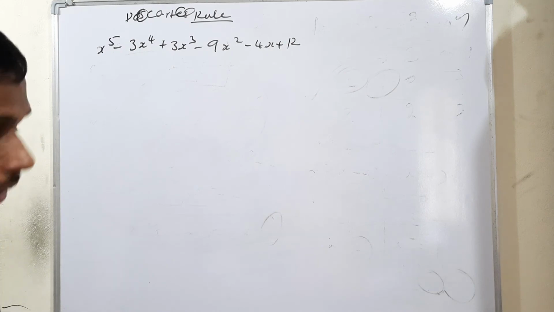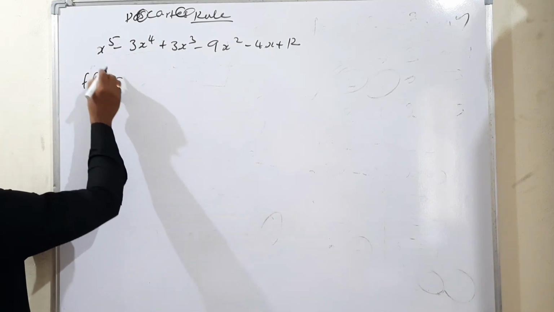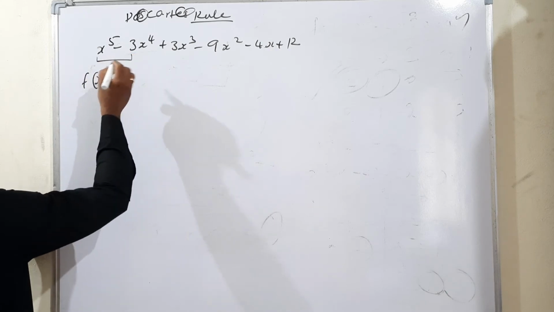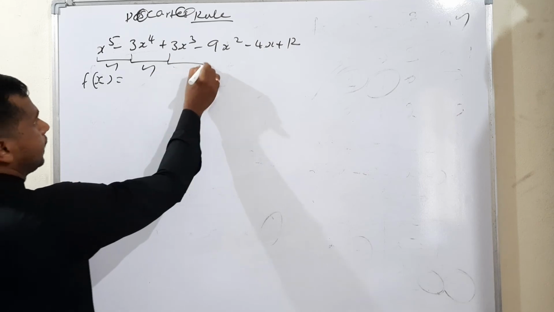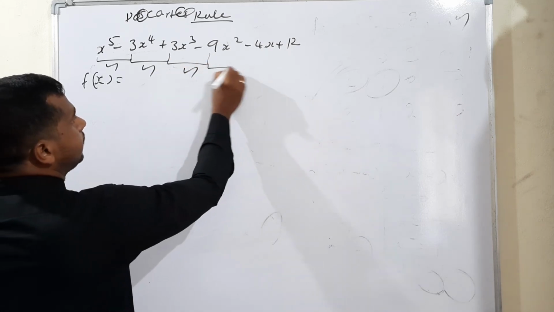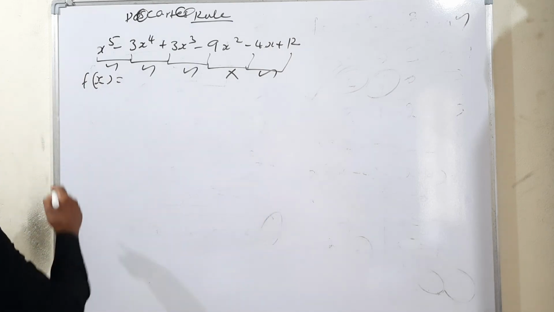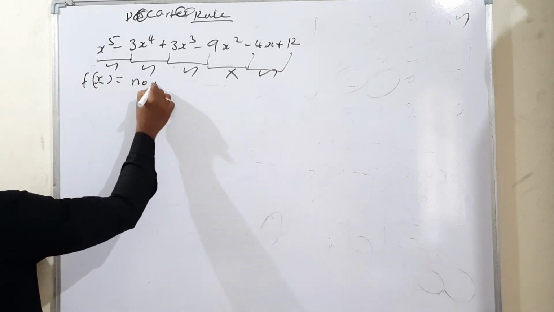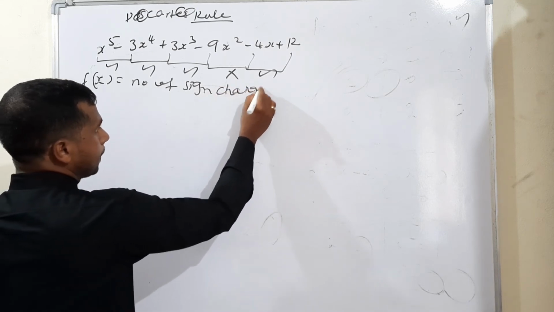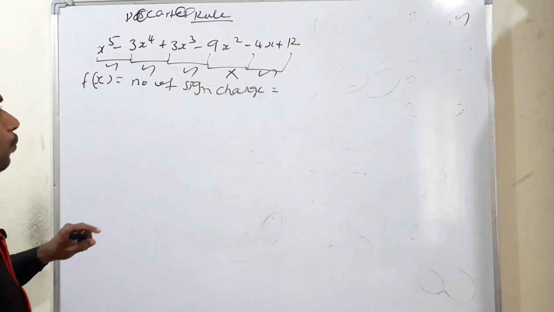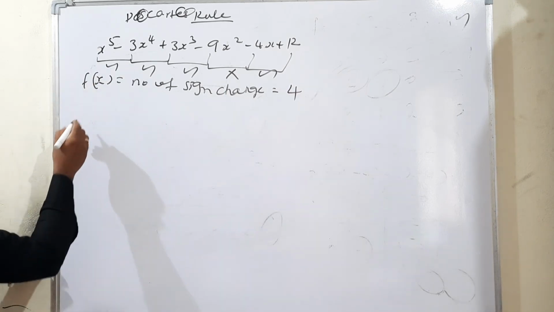Now look at there. First, the number of sign changes, that is f of positive x. What will happen? Positive to negative, one sign change; negative to positive, one sign change; positive to negative, again a sign change; negative to negative, no sign change; negative to positive, one sign change. Therefore for f of x the number of sign changes is equal to 4, isn't it? 4.